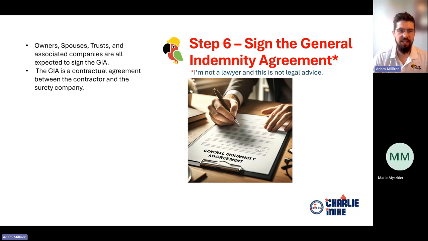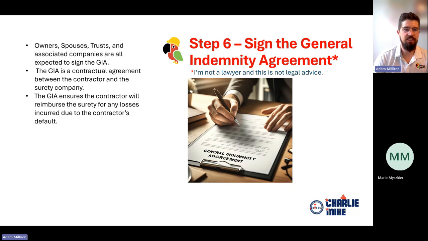But the GIA is a contractual agreement between the contractor or the principal and the surety company. It ensures that the contractor will reimburse the surety for any losses incurred due to the contractor's default. So this is not insurance for the principal. This is just insurance for the obligee, not for the principal. Remember that.